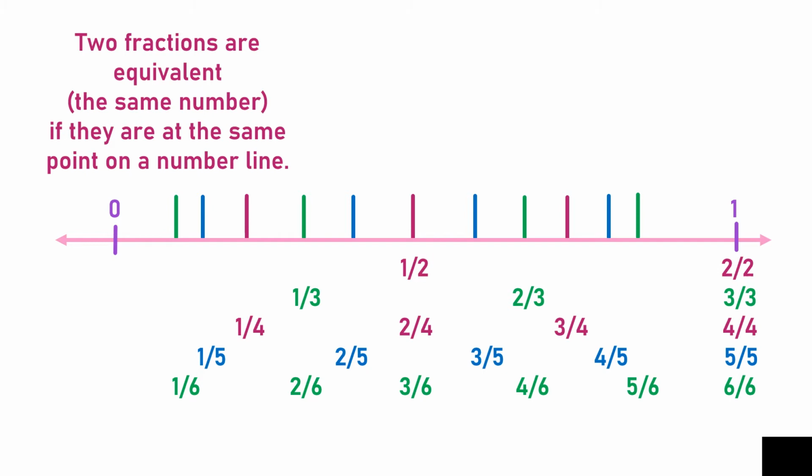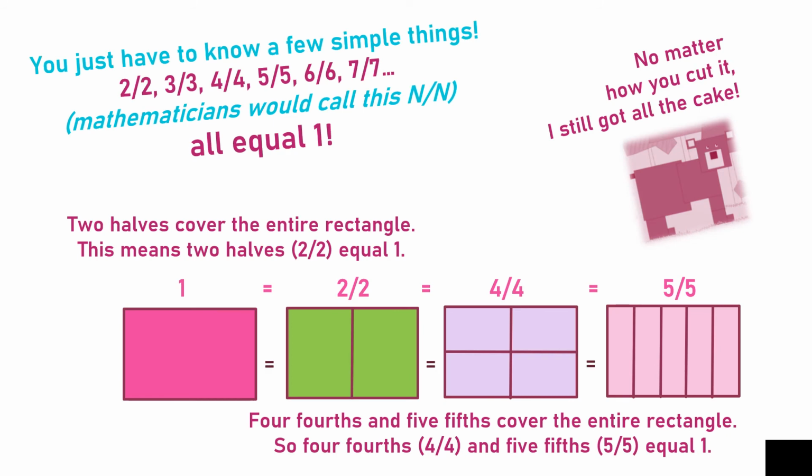And here at the end of the number line, where we have marked off 1 unit, we see that if we have 2 halves, 3/3, 4/4, 5/5, or 6/6, we do have a unit. 2 of 2 equal parts is equal to 1. That's very important to remember. And that's the second important thing that you have to know.